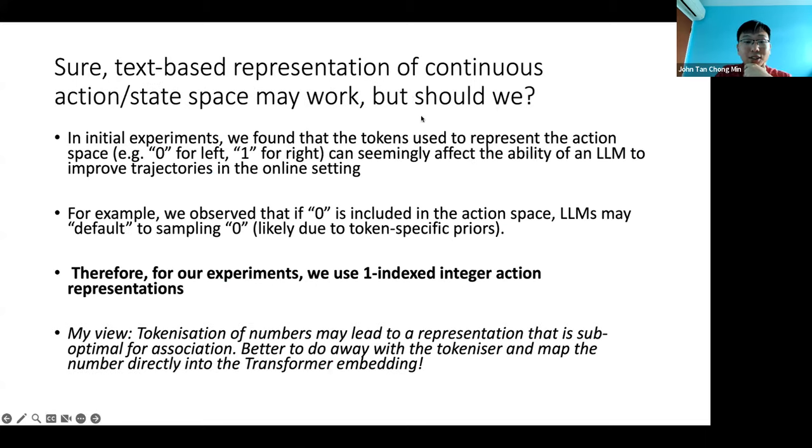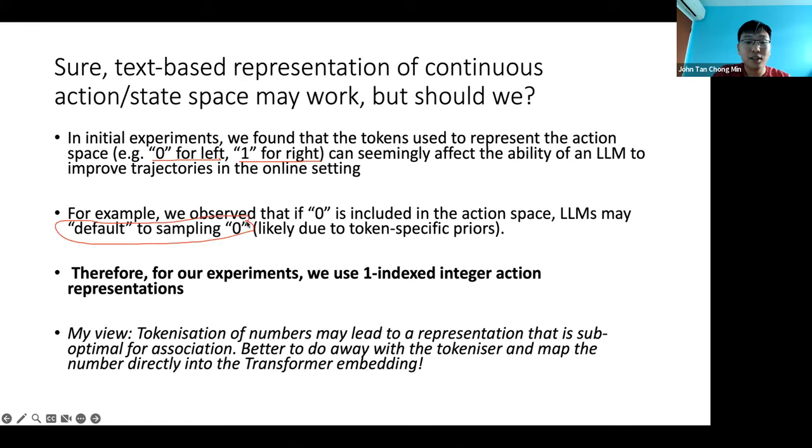So let's analyze why it took so long to learn. The idea is interesting. I quite like the idea of grounding on past experiences and then trying to generate a new kind of sequence. I like this idea a lot. They realized something in their results: if they used the token 0 for left and 1 for right, the LLM will default to sampling 0.